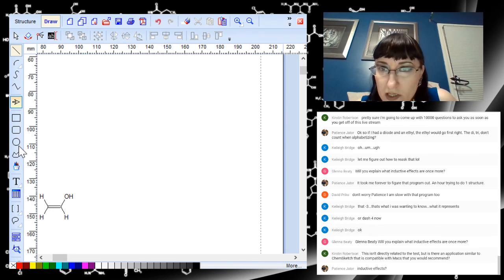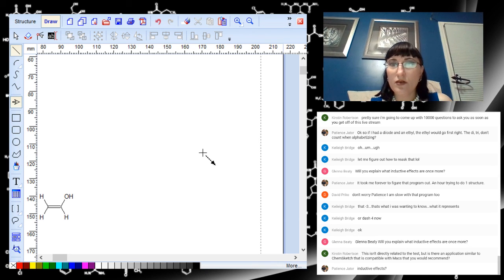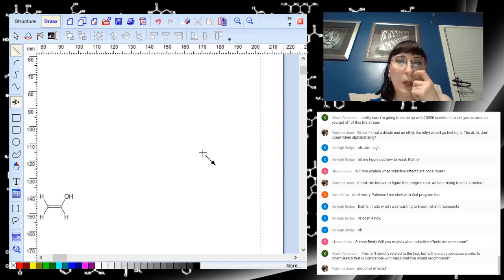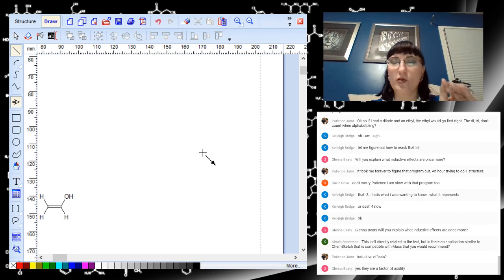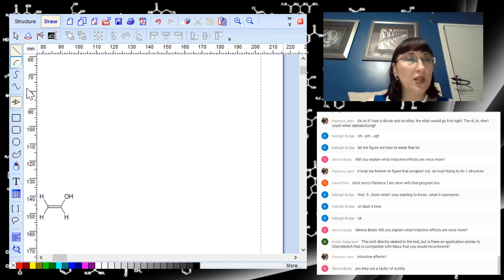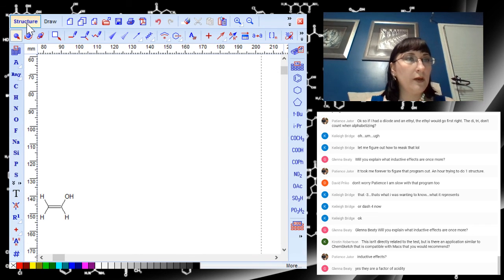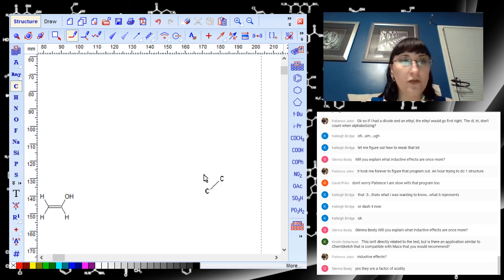Oh, inductive effects. So inductive effects are when you have an electronegative atom kind of downwind of a molecule or other atoms around a molecule. The inductive effects are basically going to make something more acidic because it will help with stabilizing negative charges. Let me show you a good example of inductive effects.